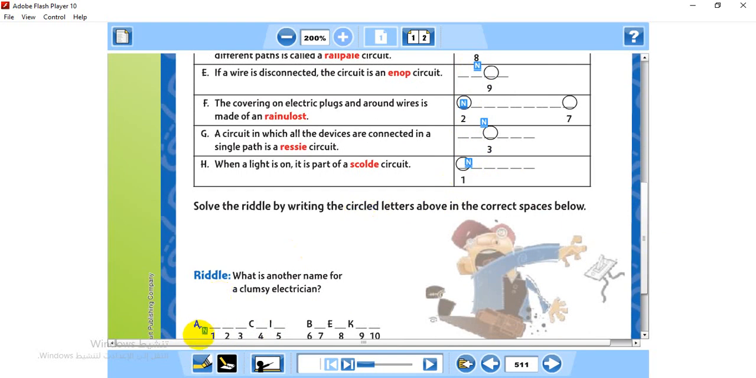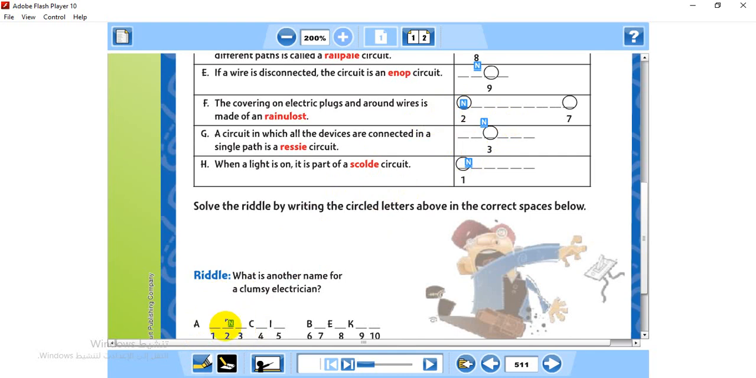Okay, number 1 is C here. So we should write here what? C. Okay, number 2 is what exactly? I. So we have to write here what? I. Number 3 here is what exactly? Number 3 is R. So we have to write here in number 3 R. Okay, like this. That's what I mean.